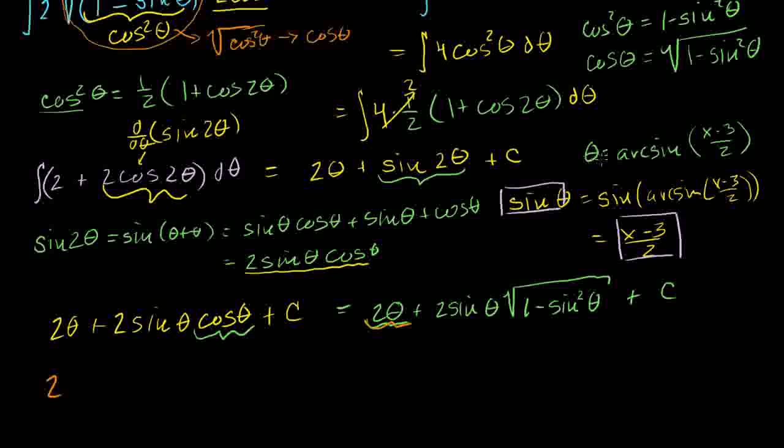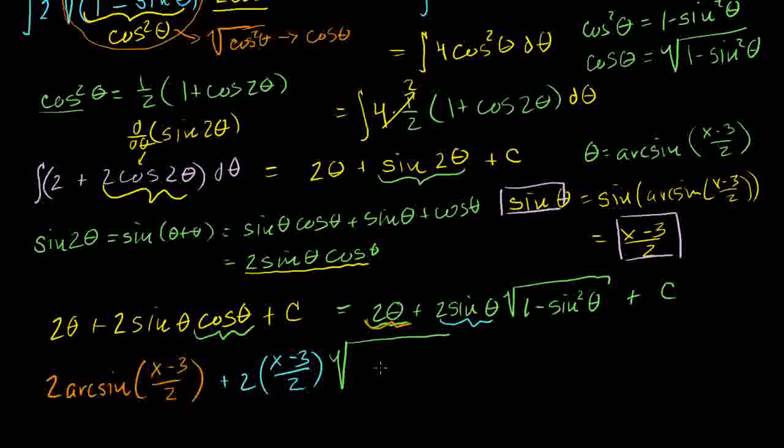We can't escape the arcsine. If we just have a theta, we have to say that theta is equal to arcsine of (x minus 3) over 2. And then we have plus 2 sine of theta. Well, that's plus 2 times sine of theta, which is (x minus 3) over 2. So 2 times (x minus 3) over 2. And then all of that times the square root of 1 minus sine of theta squared. What's sine of theta? It's ((x minus 3) over 2) squared. And of course we have our plus c.